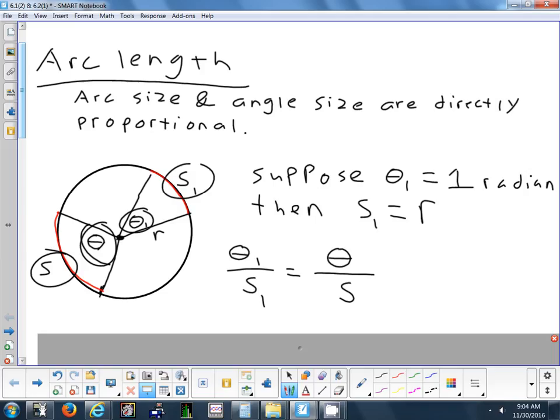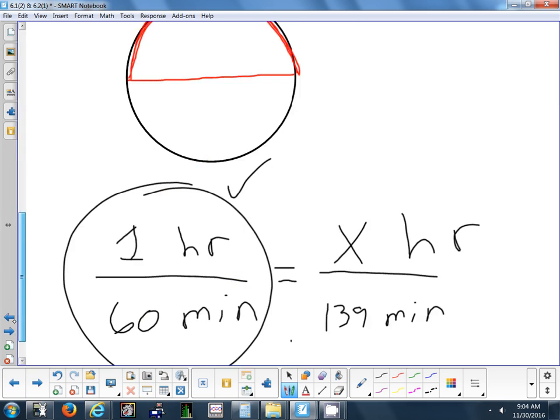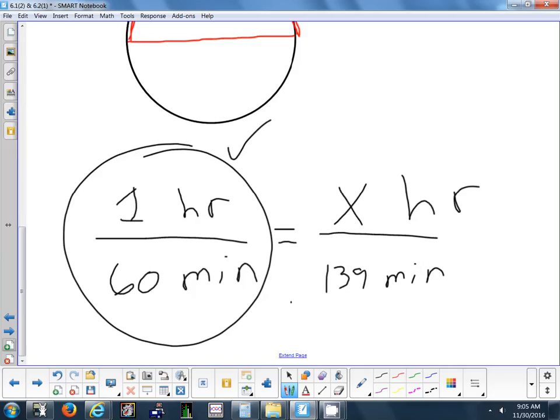Okay, you can set up your proportion a lot of different ways as long as you put the same quantities in the top and the same in the bottom. So I put angles in the top, arcs in the bottom. Just like here, I put hours in the top, minutes in the bottom. Okay, you just have to keep it consistent on both sides of the proportion.